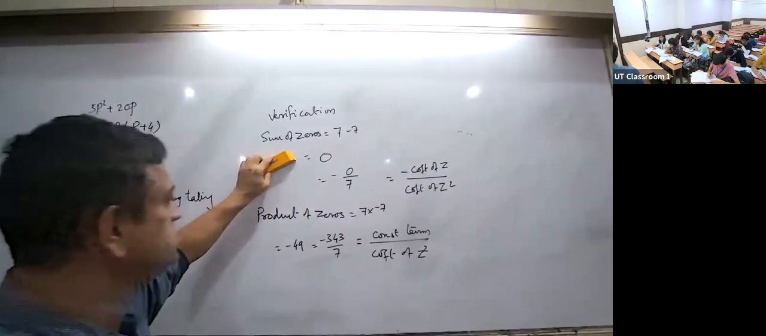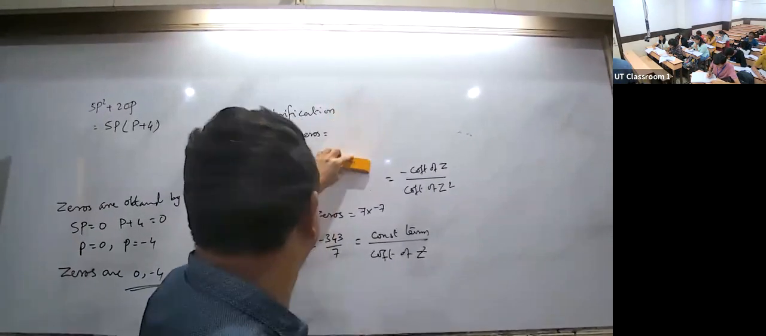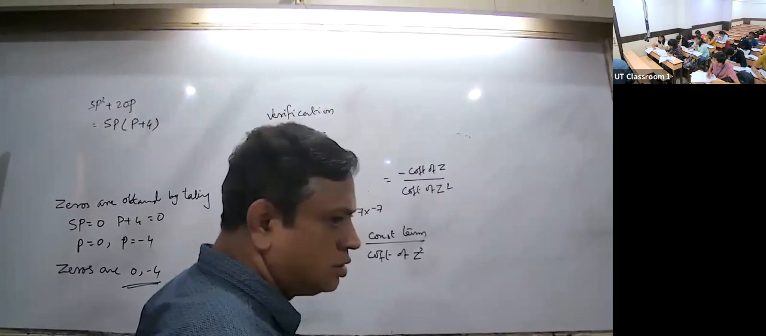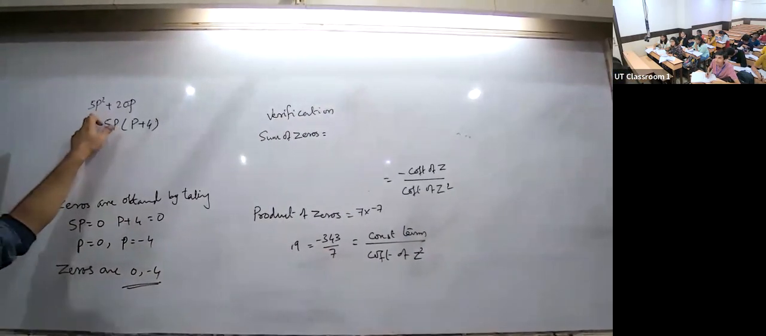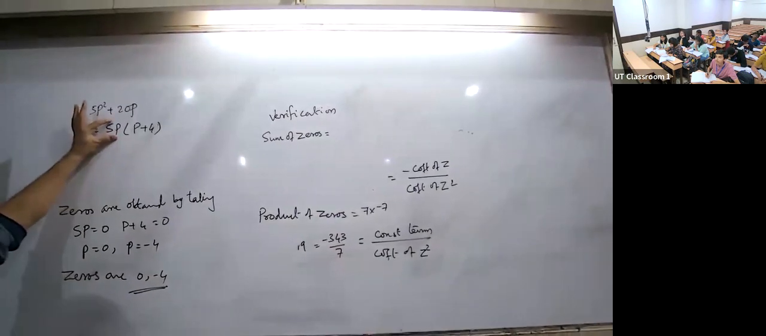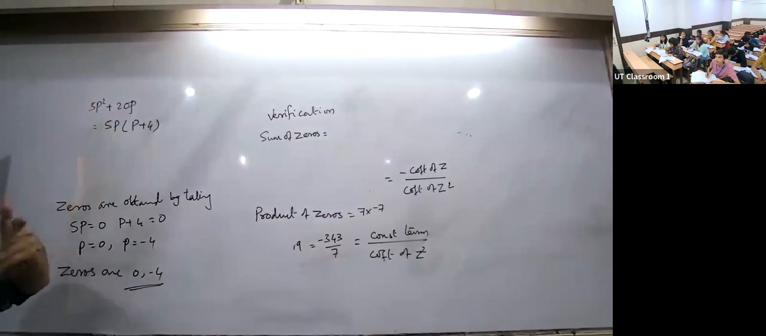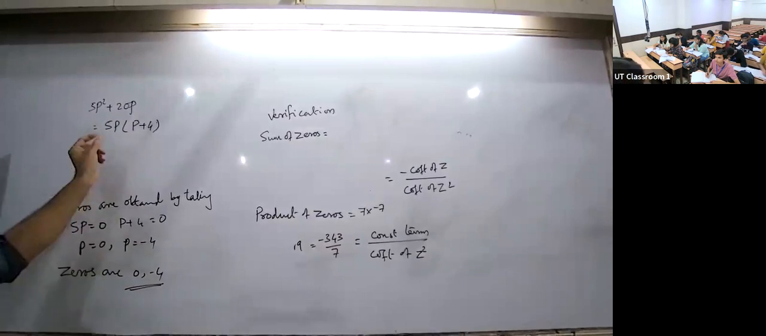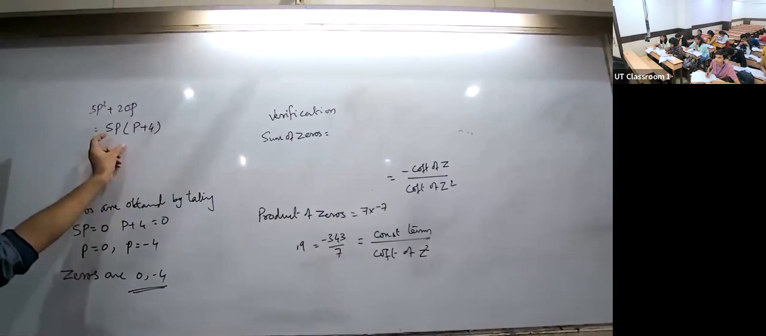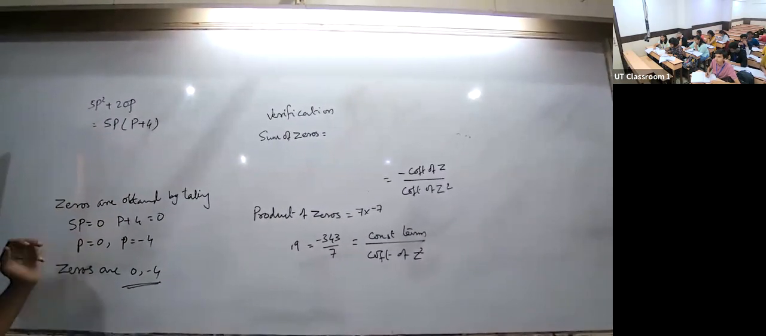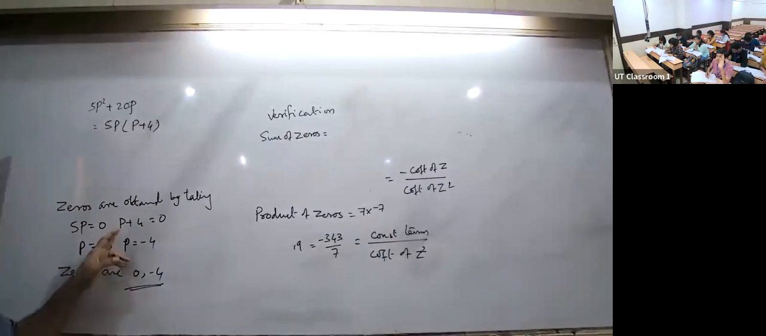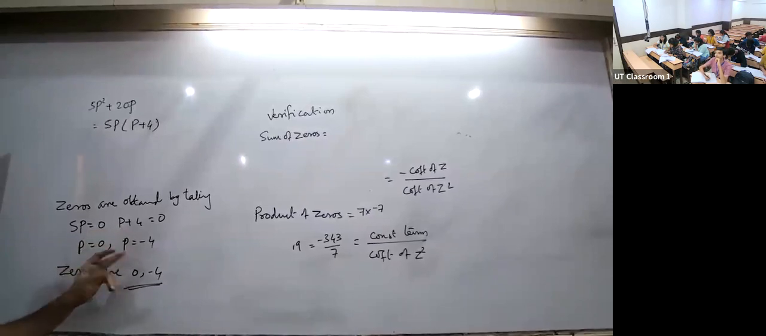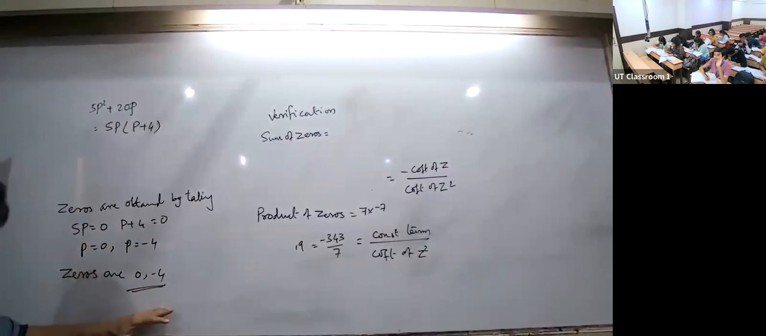Now verification, sum of the zeros. You do not follow this one? Then take common between these two now, and then take this equal to 0. After factorizing, what you do? Both the factors equal to 0. 5p equal to 0, therefore p equal to 0 upon 5, that is 0. Understood? And p plus 4 equal to 0 means p equal to minus 4. Is it clear now?